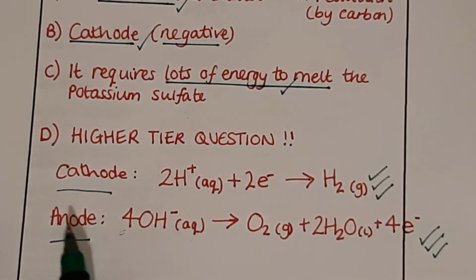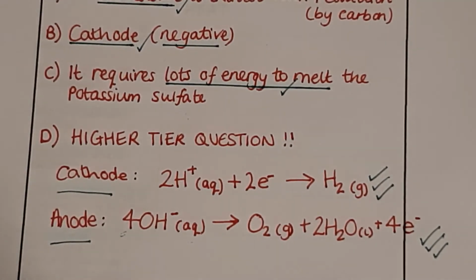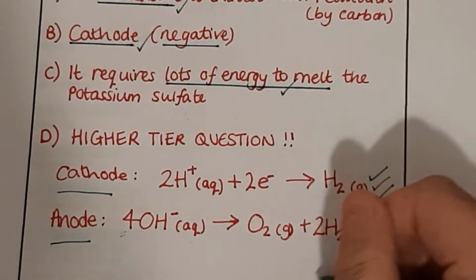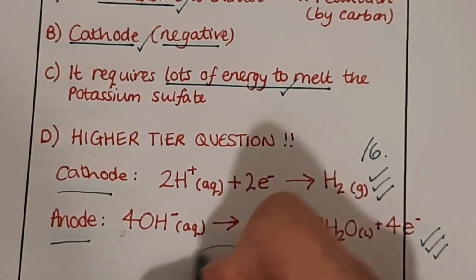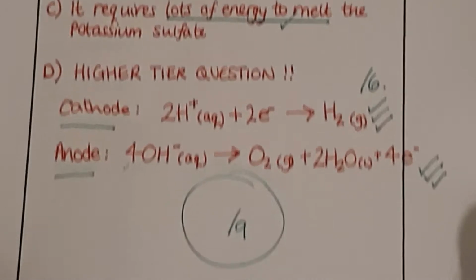If you haven't written cathode and anode at all, you can get a maximum of 4 marks. Okay, so you've done very well, to be honest, if you've got 3 or more for this, because that was very tricky. So there are 6 marks for this question D, and 1 mark each for the rest. So that's a total out of 9. So give yourself a mark out of 9, please.